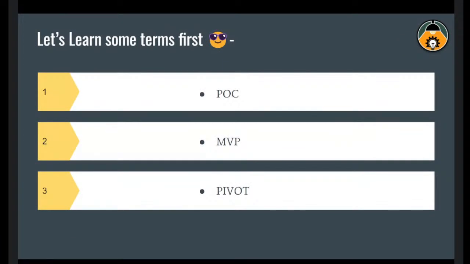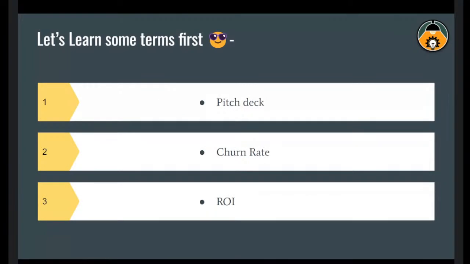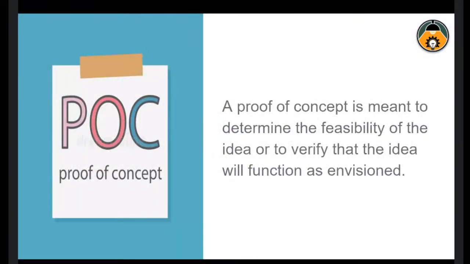I will be starting with some basic definitions of commonly used terms in the world of startups, such as POC, MVP, pivot, pitch deck, churn rate, ROI, etc. We'll be discussing them one by one, starting with POC. POC stands for proof of concept. As mentioned, it is meant to determine the feasibility of the idea or to verify that the idea will function as envisioned. In simple terms, that tells you ki aapka idea chalega ya nahin chalega. I hope you guys understood what POC is. You can write down yes or no in the chat box.